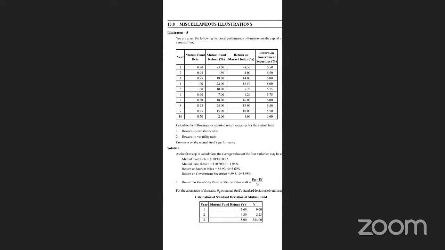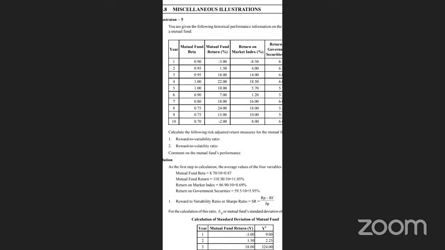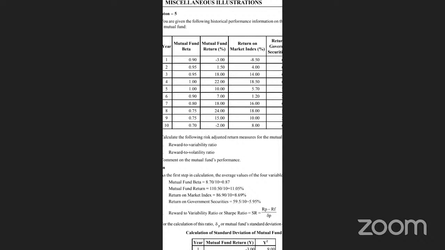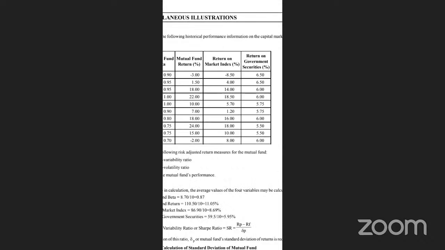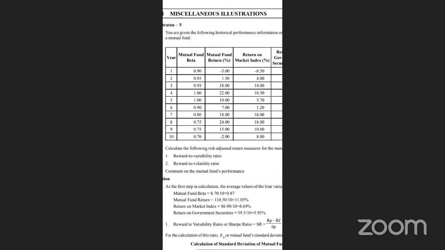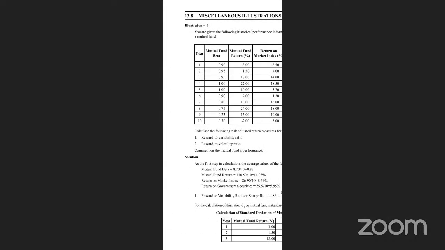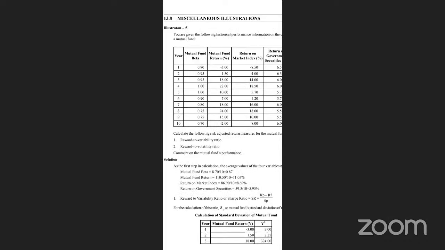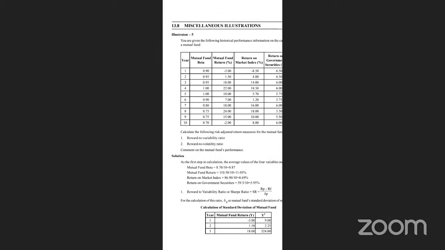I'll explain simply how you are supposed to solve this particular problem. You are given the following historical performance information on the capital market and the mutual funds. They have given the performance of the 10 years mutual funds, the 10 years mutual fund beta, and the mutual fund return on market also. They have given the return on the market index, and the treasury bonds, that is your risk-free rate of return. With this, we have to calculate the reward to variability and reward to volatility. So we have to calculate the SP, TP, JP formulas using these things.